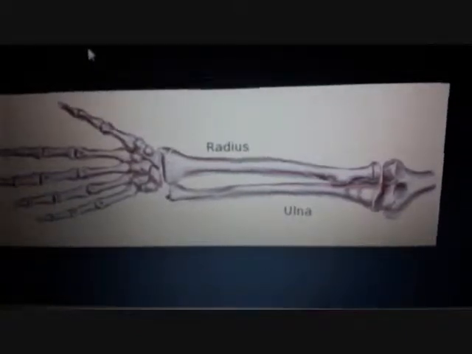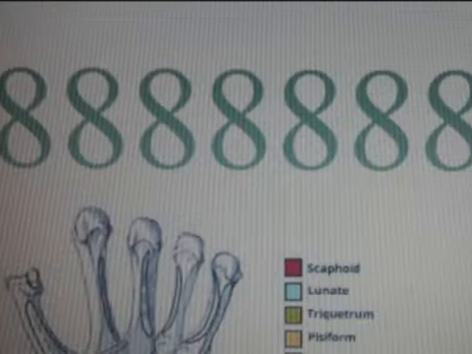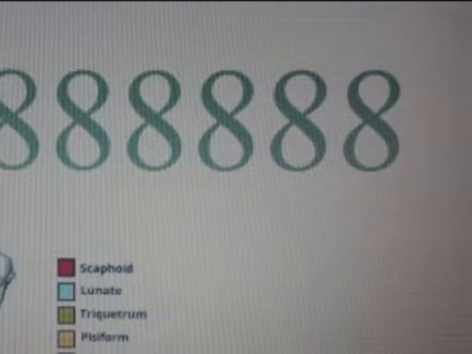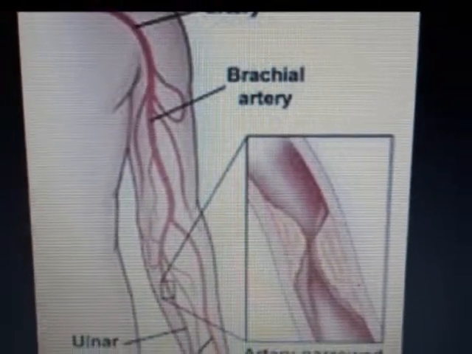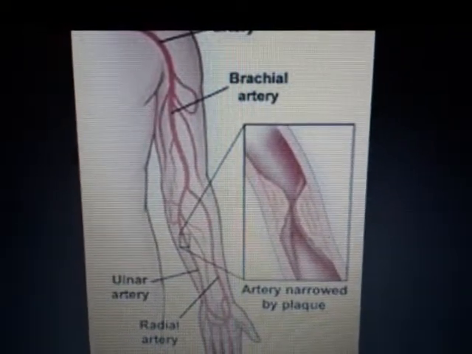How many bones form the wrist? And what are their names? There are 8 bones that form the wrist. Their name is carpal. The brachial artery terminates by forming what other arteries? Radial artery and the ulnar artery.